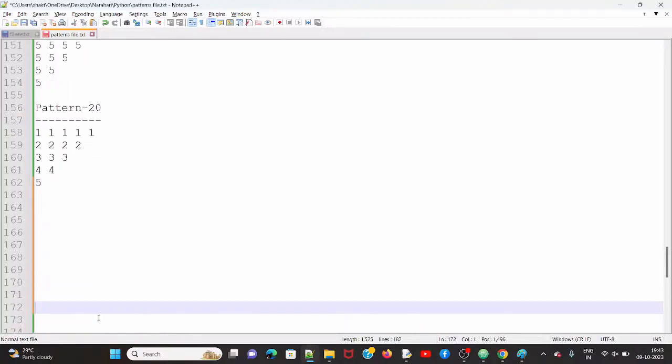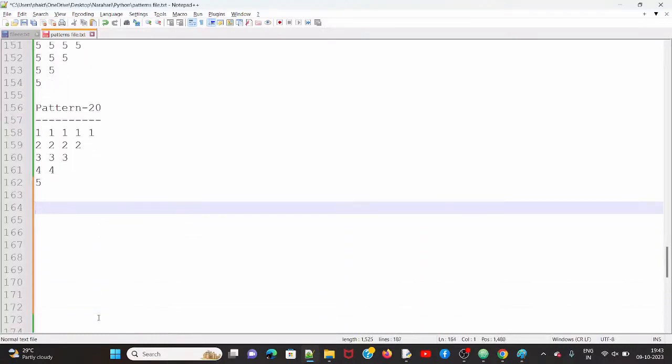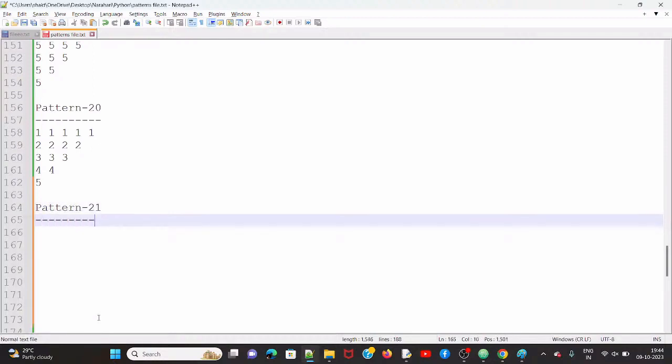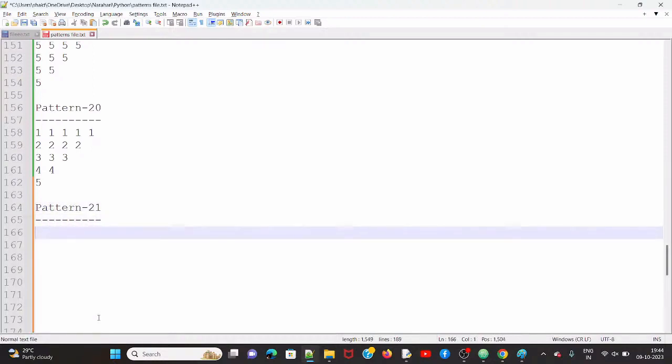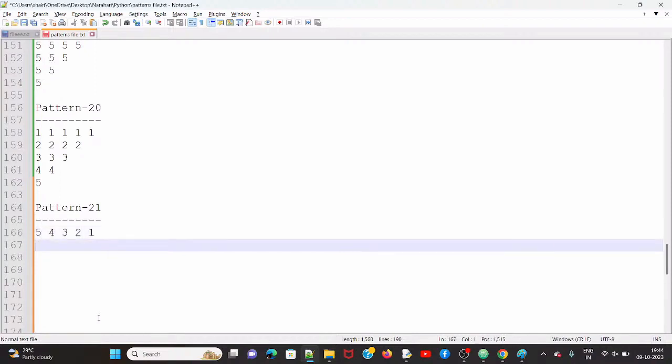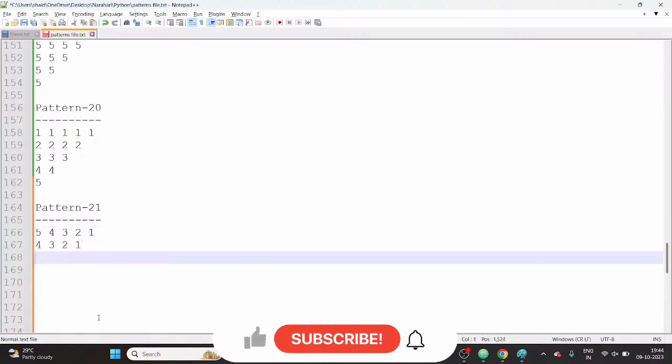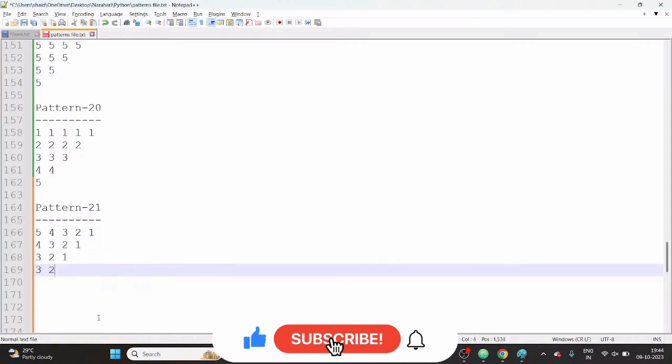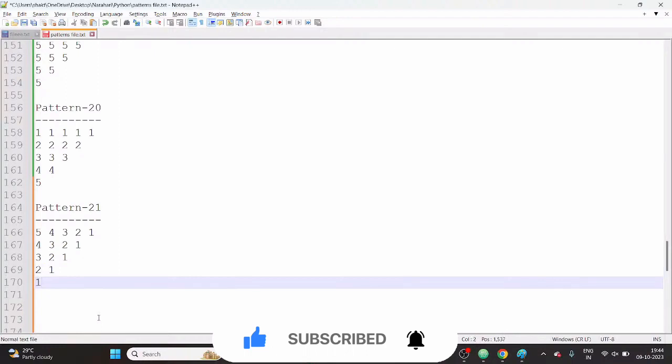Guys, now for that one we can try it, pattern 21. What does that mean? So 5 4 3 2 1, next 4 3 2 1, next 3 2 1, next 2 1, then 1, then 1.